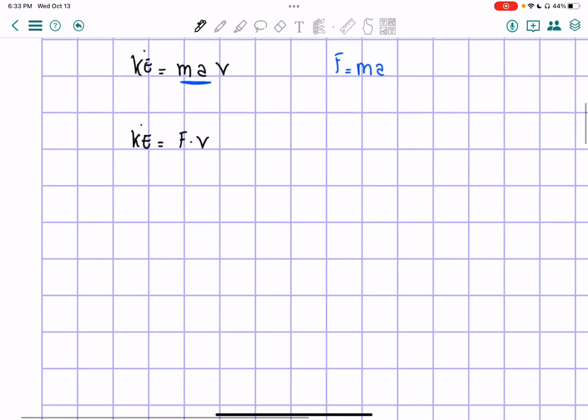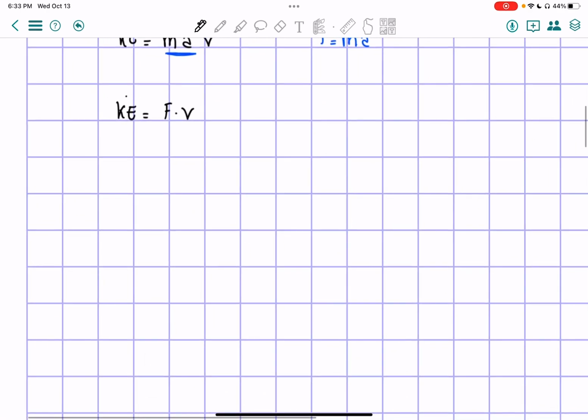Now, though, let's remember that KE dot is equal to d KE over dt. So let's rewrite it in terms of d and dt. So we will have d KE over dt is equal to F times v.